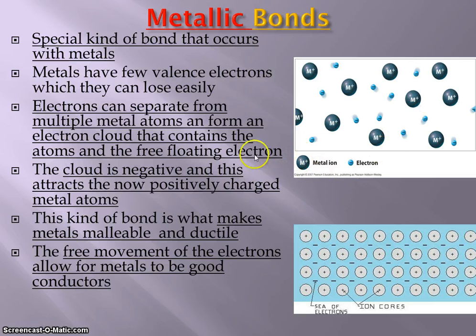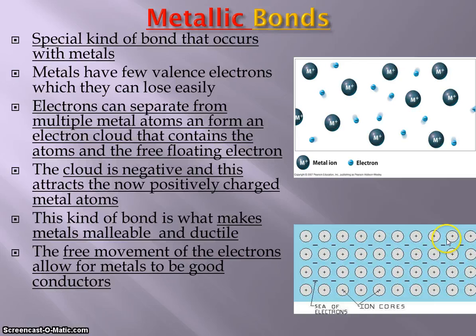Okay, this metallic bond, because it's kind of a loose bond, right? It's kind of a cloud of these positively charged atomic ions and these negatively charged electrons. Okay, this kind of bond is what makes metals, so you can bend them and stretch them and do all the things that we can do with metals. It is this bond that is responsible for that, right?